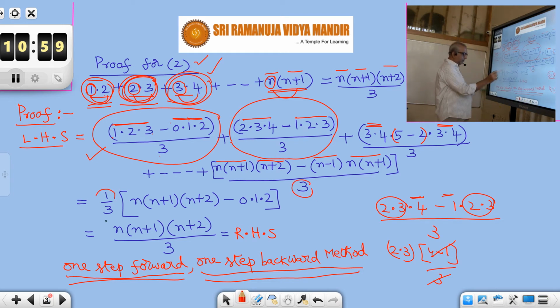Therefore I can take 1 by 3 common. If I take 1 by 3 common, what is happening in the bracket? Let us see. This 1 into 2 into 3 is getting cancelled out with minus 1 into 2 into 3 in the next term. See, every term is written as two parts. This is first part, second part. Similarly here first part, second part. The first part of one term is cancelling out with the second part of the next term.